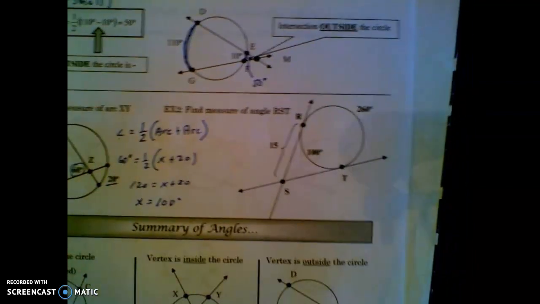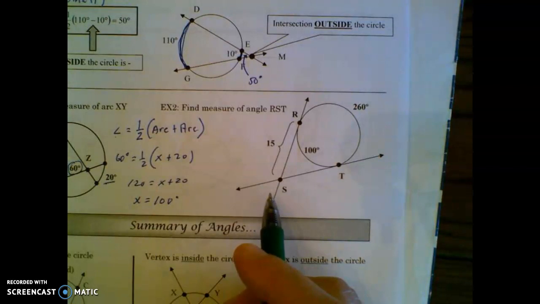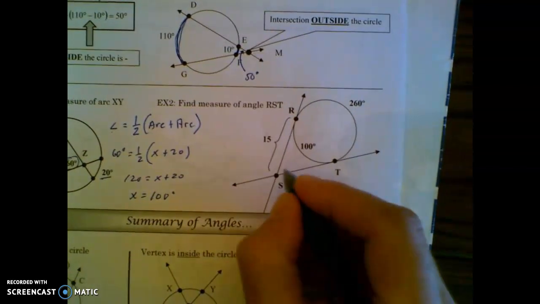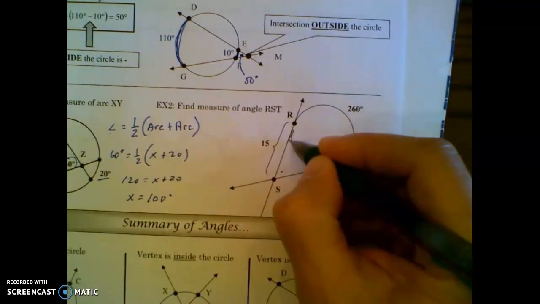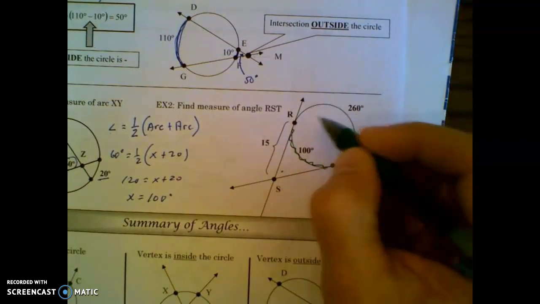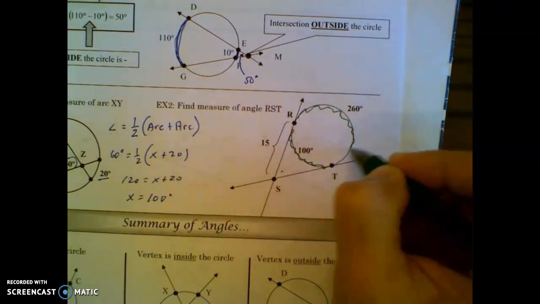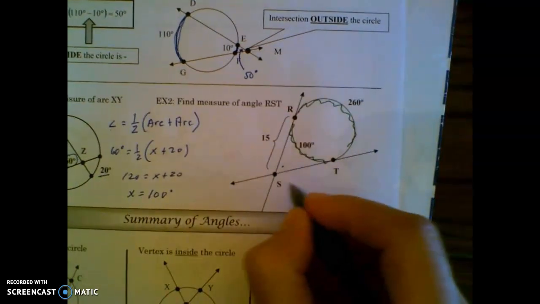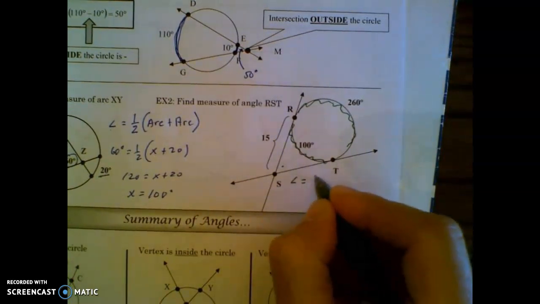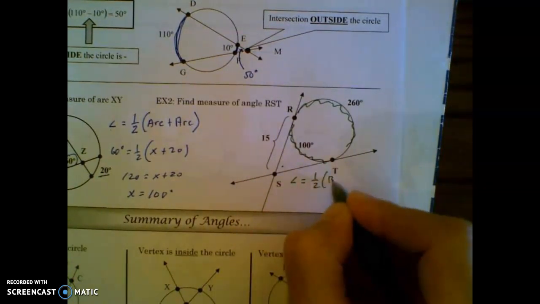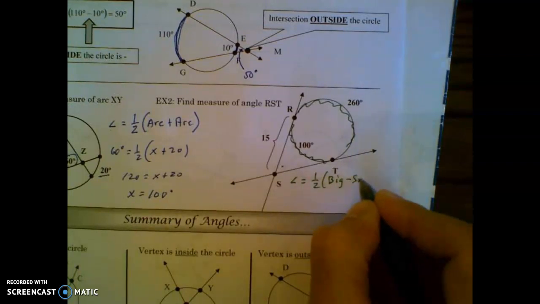So the other example I have here is where the intersection's on the outside. So here I don't know the angle, but I do know the two arcs made. Here's the little arc, and here's the big arc. So again, the angle is going to equal 1/2 of the big arc minus the small arc.